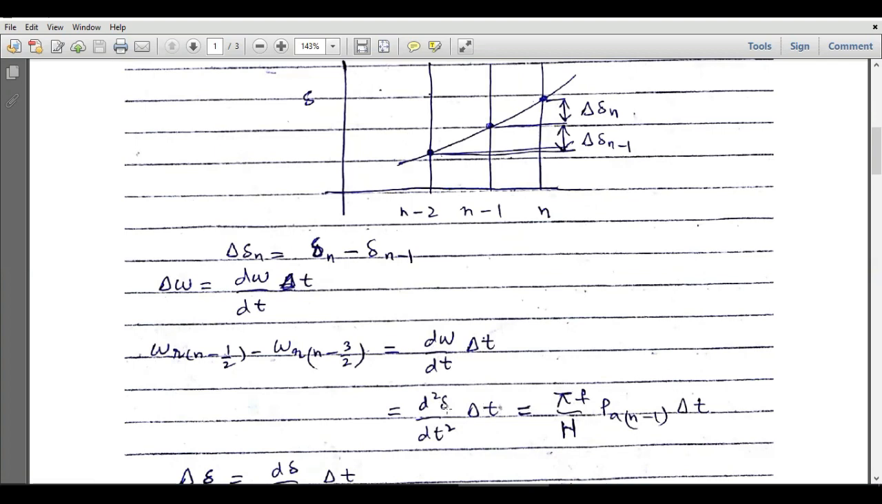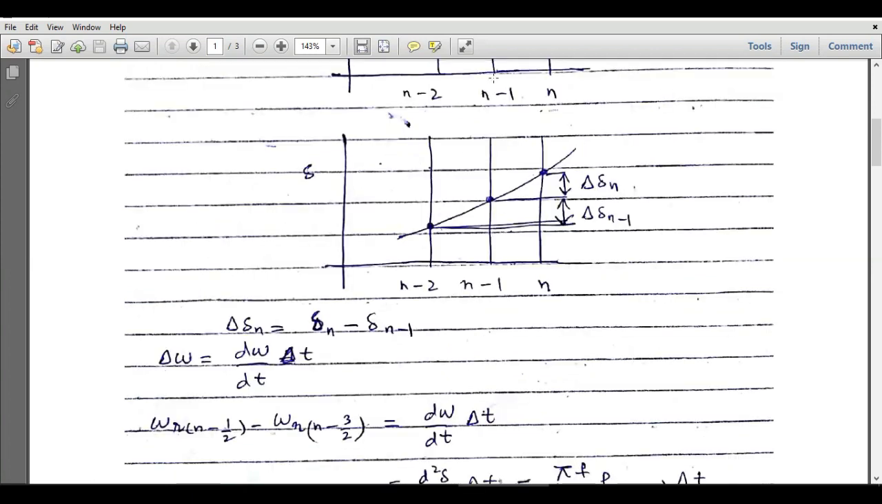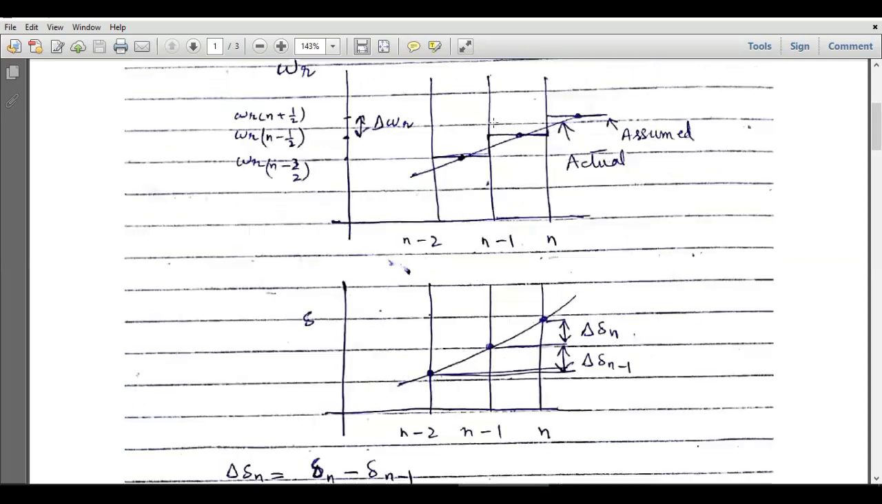So here we are assuming omega r values between n minus 1 by 2 and n minus 3 by 2. So which value of power will be considered in this case? So omega r at n minus 1 by 2 is this, and omega r at n minus 3 by 2 is actually this value, right? So in between these 2 points, we will have PA at n minus 1.